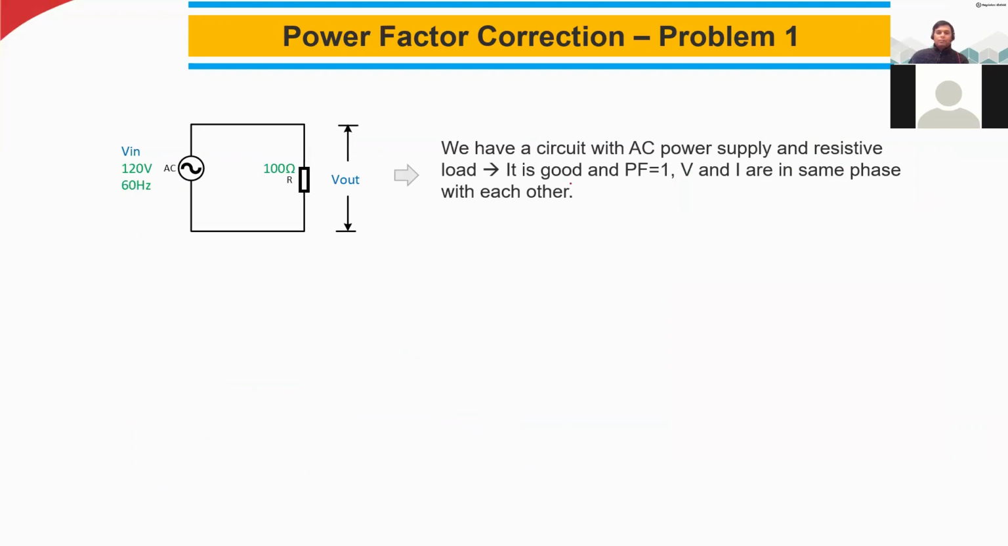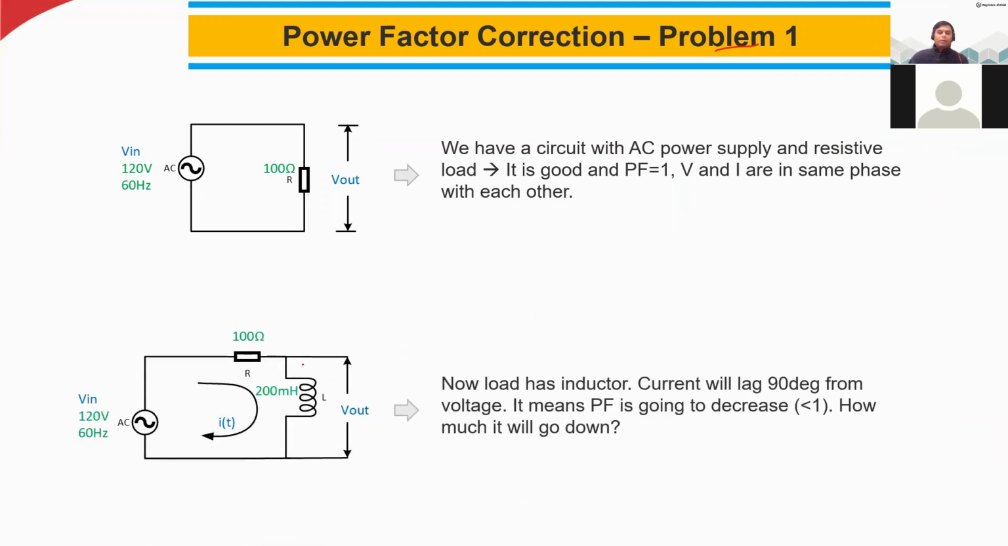So now we have a circuit. We will see the problem now. We have a circuit with an AC power supply that is 120 volt, 60 hertz, and the load has 100 ohm resistance. According to what we discussed about the theory, if the load has only resistance, that's good. It means the power factor is equal to 1. The current and voltage are in phase with each other.